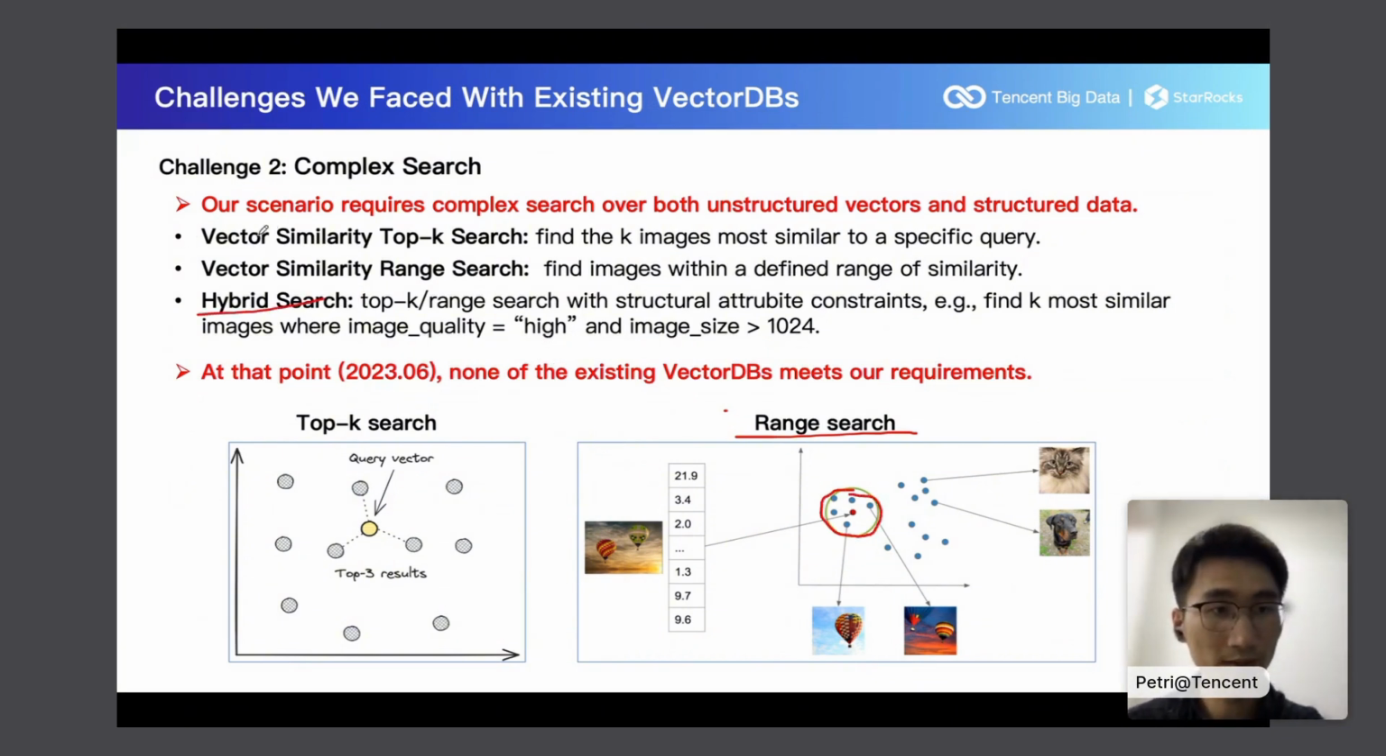Furthermore, we use hybrid search to find similar objects that satisfy specific structural constraints. For example, we will search for the most similar images where image quality is high and image size is larger than 10,000. And at the time our users proposed these complex search requirements, no existing VectorDBs could cover them all.